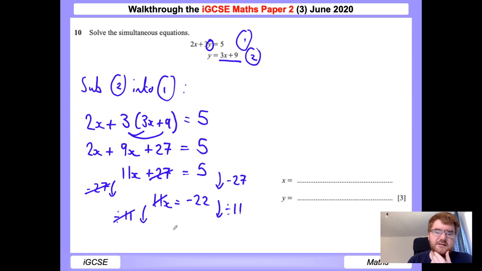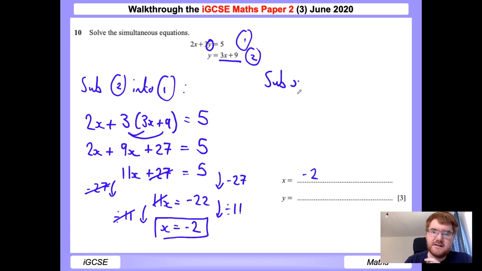This cancels with this. X is equal to minus 2. But we're not finished. Notice we need to find the value of y. The way I would do this is I'd sub the value of x, put this back into one of the equations. I'm going to put it into 2, it's the most convenient.